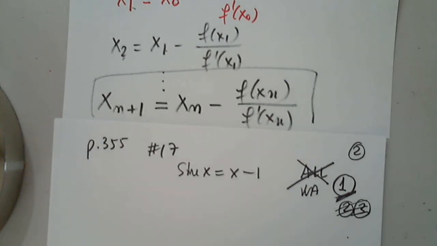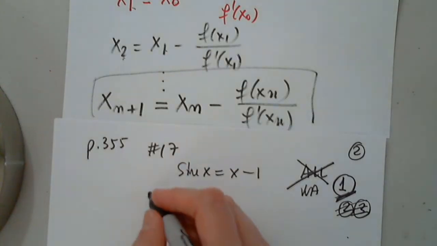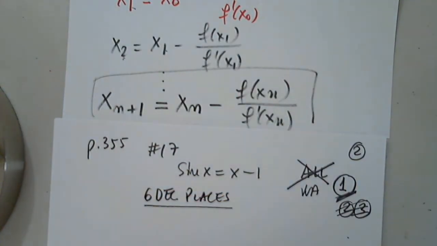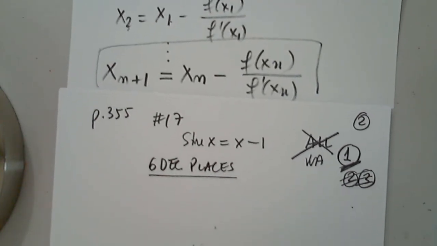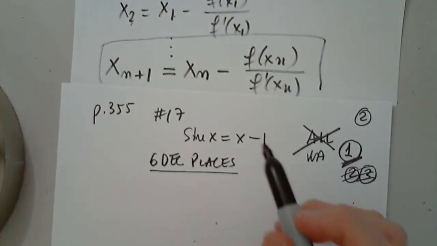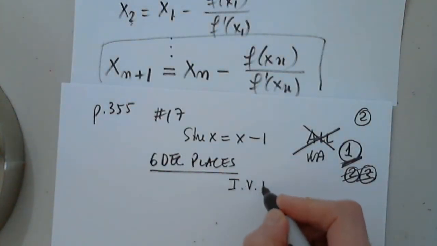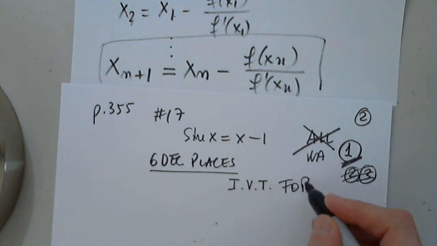So one solution. Here it says, use Newton's method to find all solutions of the equation correct to 6 decimal places. So we want 6 decimal places. Okay, so we're going to find one solution. So here are the steps. Please, we have to find an interval first. So we have to first use the intermediate value theorem for continuous functions.